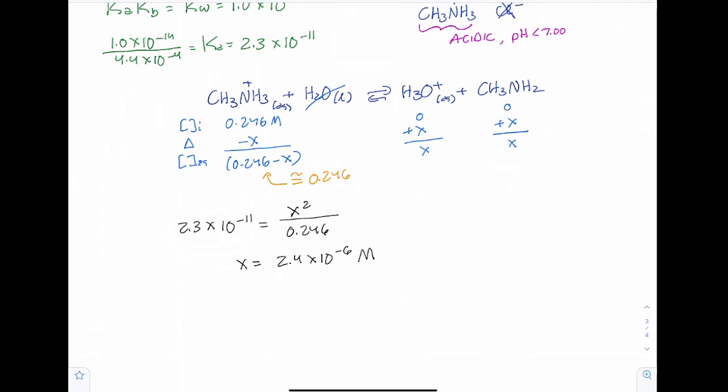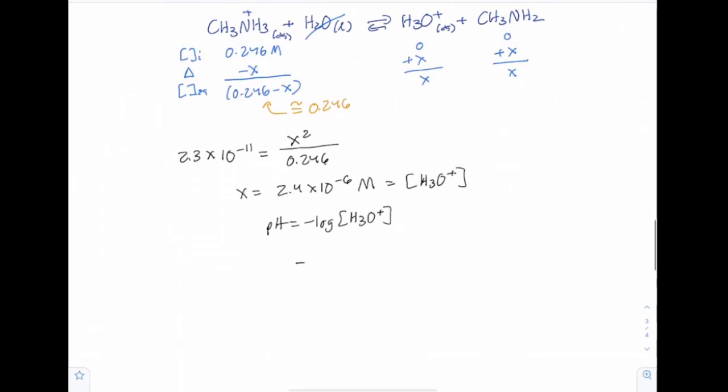And then, again, we're still looking for pH, right? This is also equal to my methylamine concentration, but we don't need that for pH. We just need my hydronium ion concentration, right? Remember, pH is the negative log of my hydronium ion concentration. So I'm just going to take the negative log of 2.4 times 10 to the negative 6.